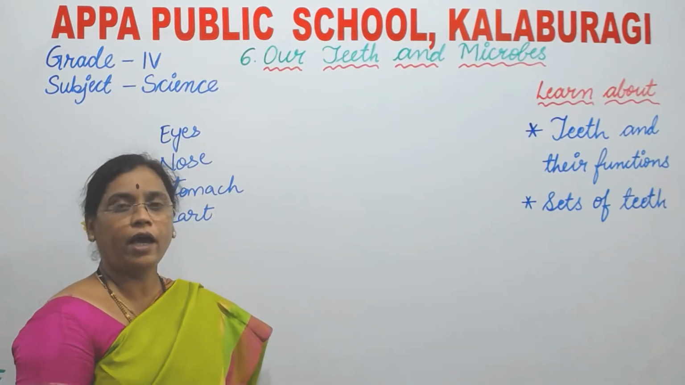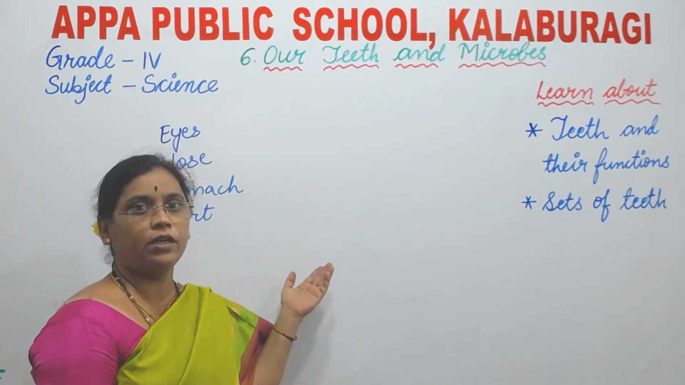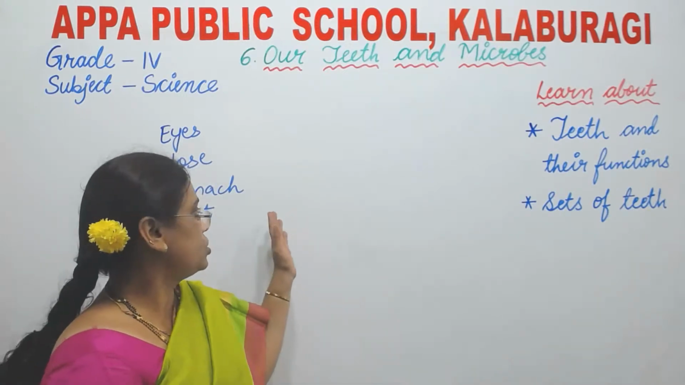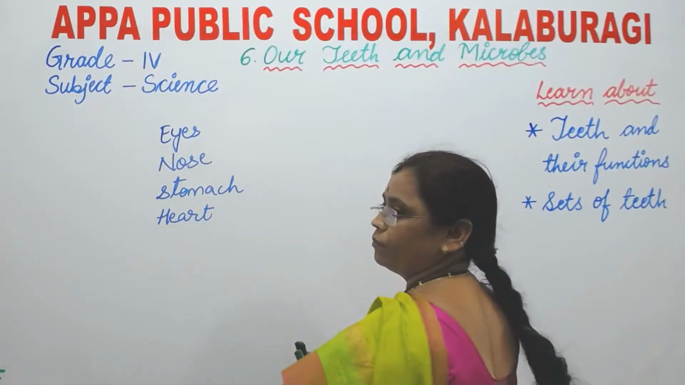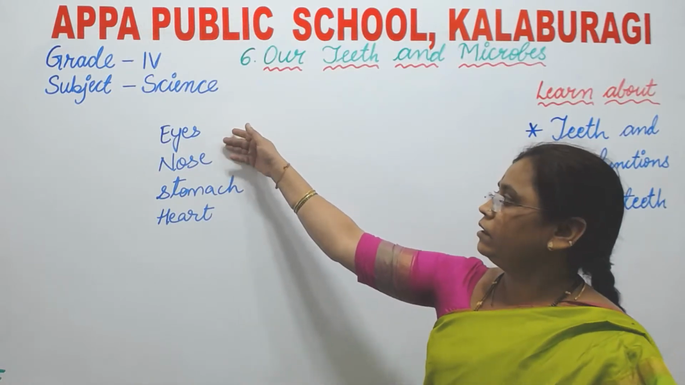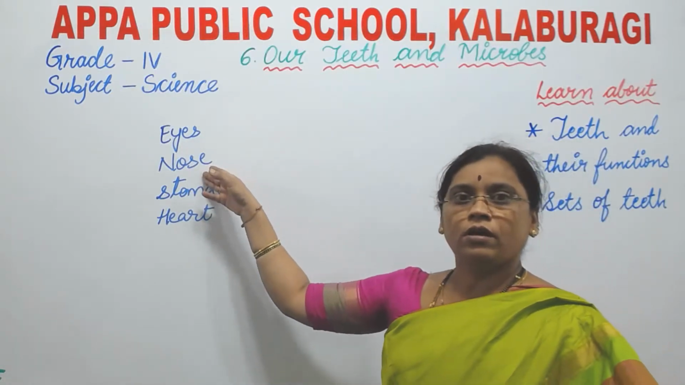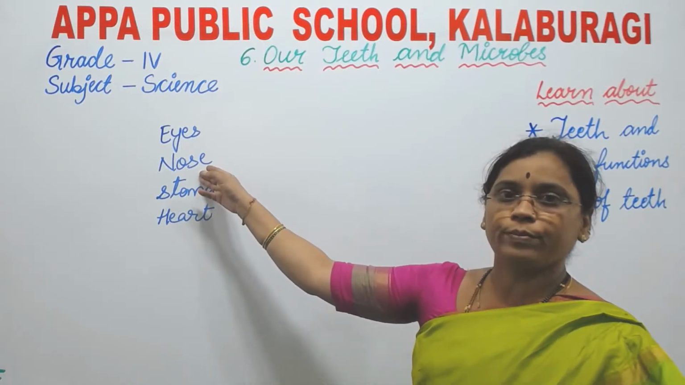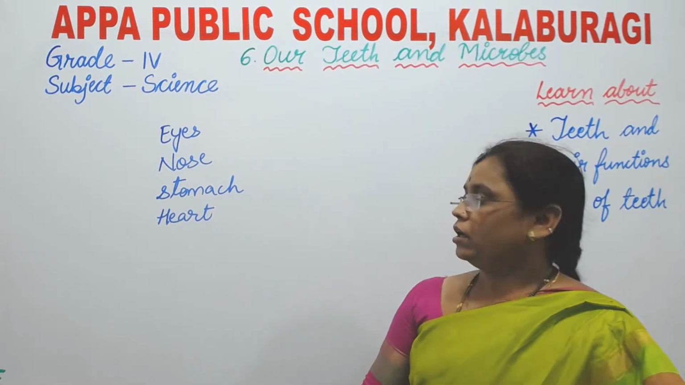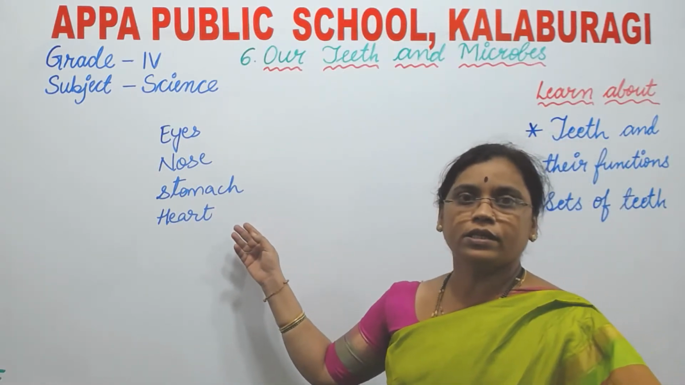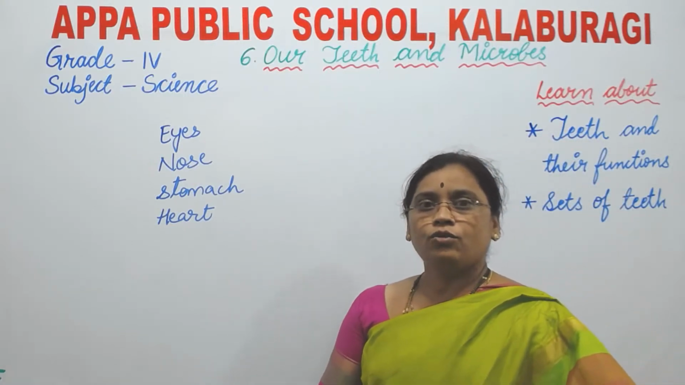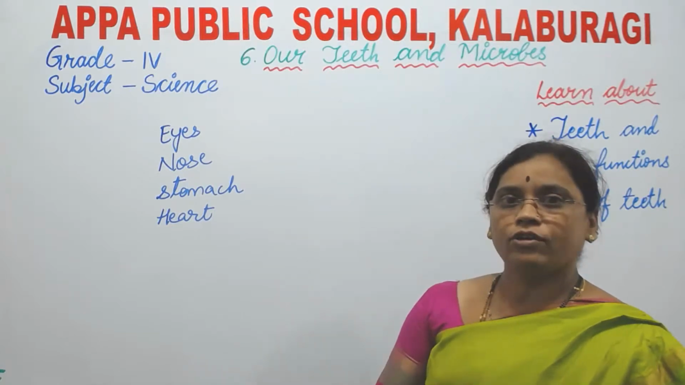So organs have to perform a specific function. As I told you, an organ is a part of our body that performs a specific function. So what are the functions? For example, what is the function of eyes? Eyes help us to see. What is the function of nose? It helps to breathe and smell. What is the function of stomach? It helps to digest the food. That means it helps in the digestion of the food. What is the function of heart? It helps to pump the blood to all the parts of our body.